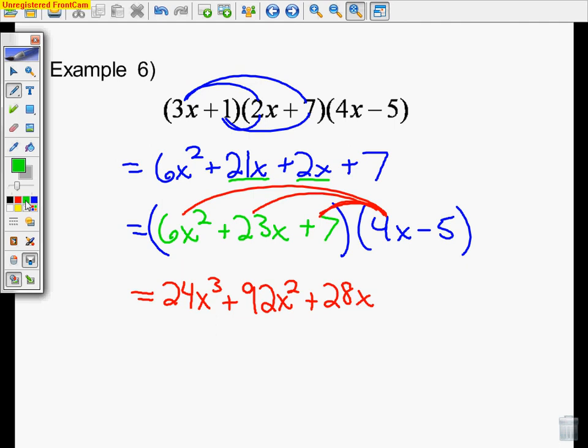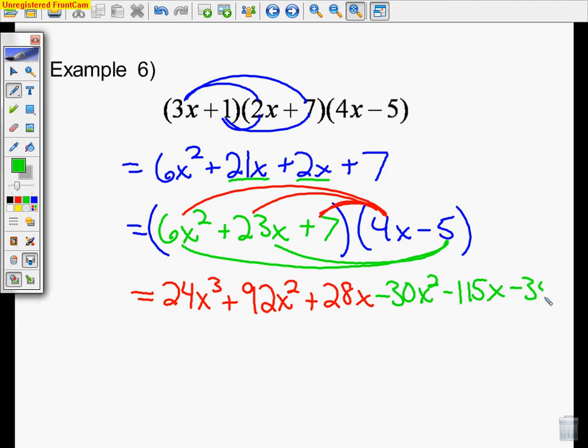And then we're going to do the same thing over here. We're going to take this negative 5 and distribute it to everything in this set of the parentheses. Okay? So negative 5 times 6x squared, that's going to be negative 30x squared. Negative 5 times 23x, that's going to be negative 115x. And then negative 5 times 7, which is going to be negative 35.